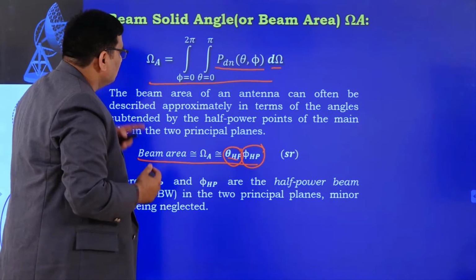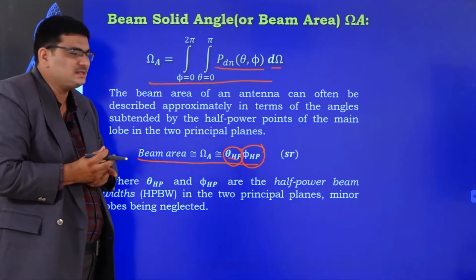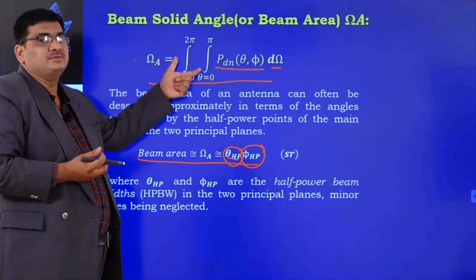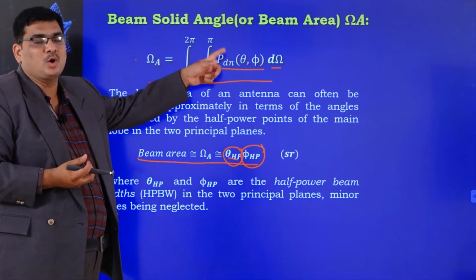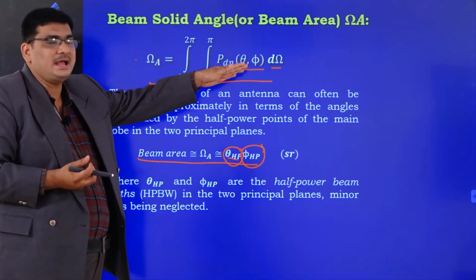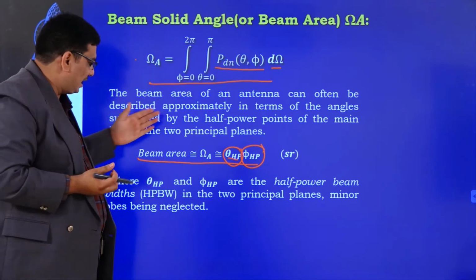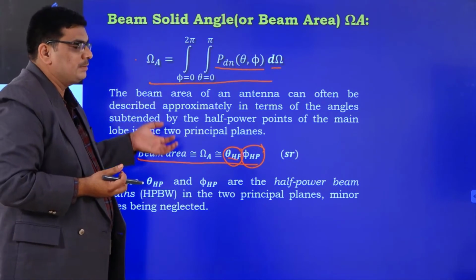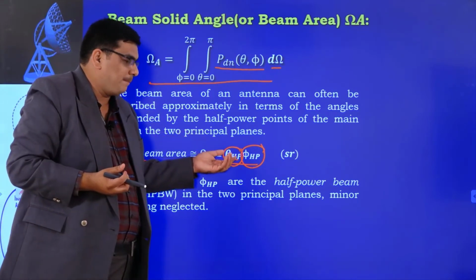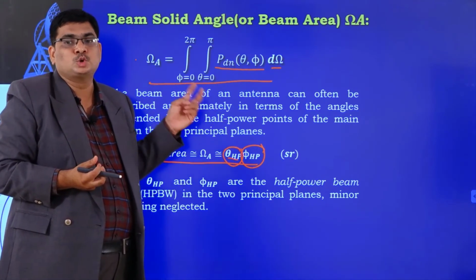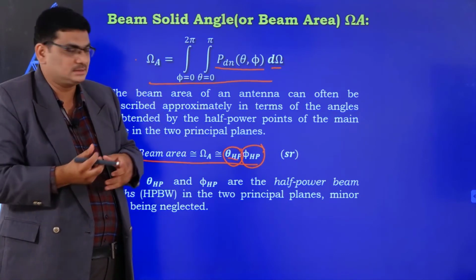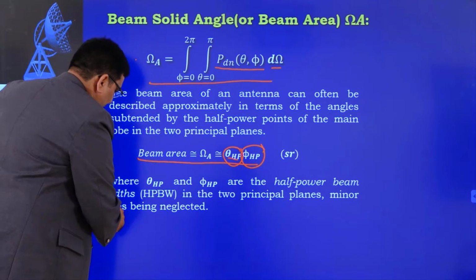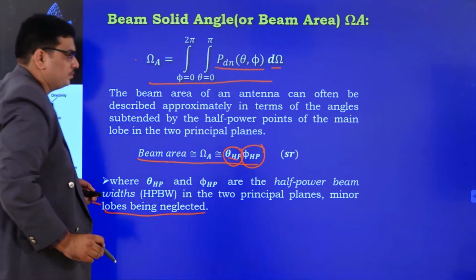So we can define beam area in two ways. One way is the integral of the normalized power pattern over a sphere. And another way we can define our beam area is the multiplication of the half power beam widths in two different planes, when we neglect the minor lobes.